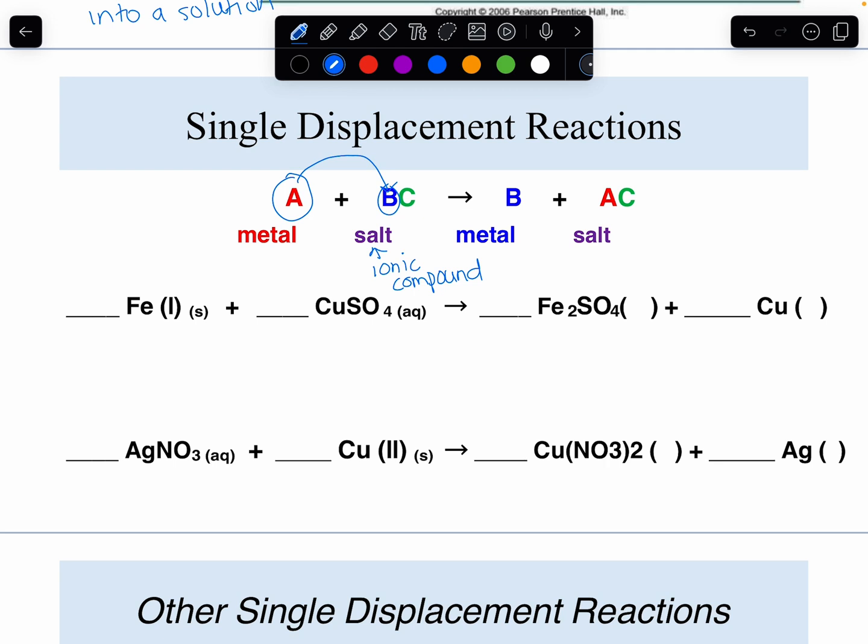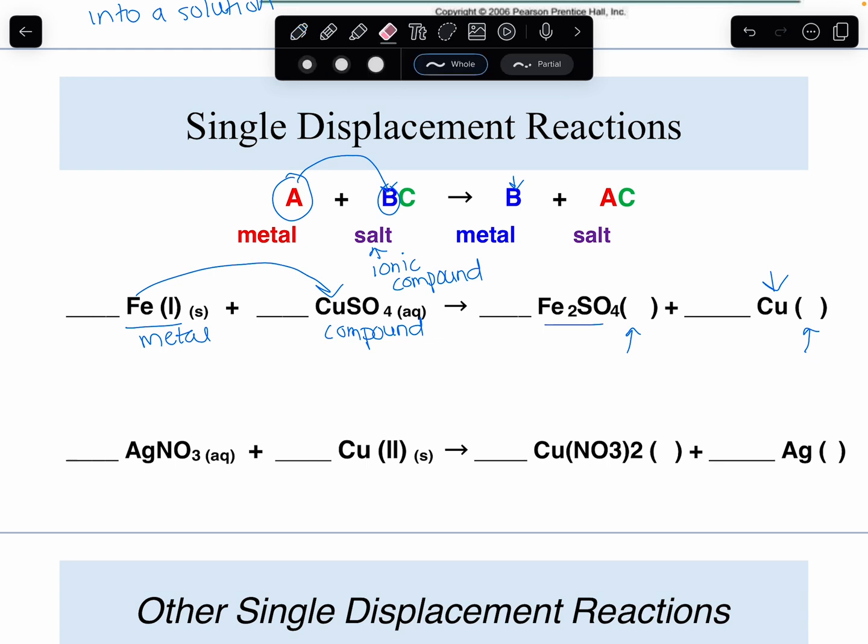So it's basically like switching partners, okay? So A was by itself, B was with C, B is now by itself, and A and C have now joined together. So let's see that down below in this example. We have a metal, we have a compound, or a salt, or an ionic compound, whatever you want to call it. The iron pushes out the copper, and you can see copper hanging out by itself, and now we have iron sulfate. Now what you will need to do is I want you to use your solubility rules and indicate what those are, okay? Either AQ or S. And then I want you to, of course, go ahead and balance. So I'm going to go ahead and work on that as well.